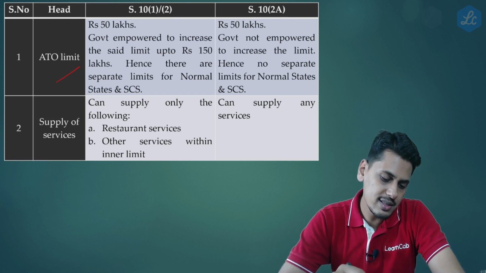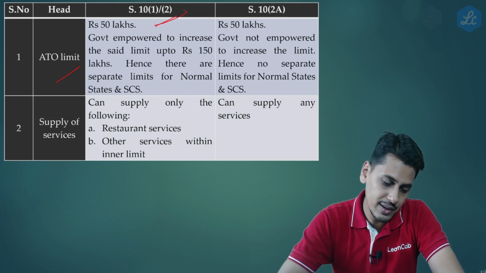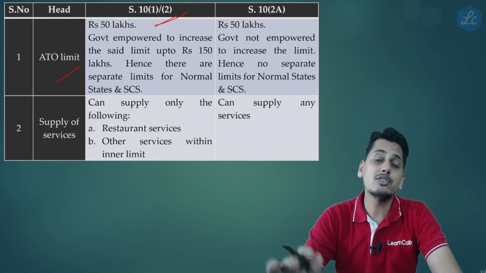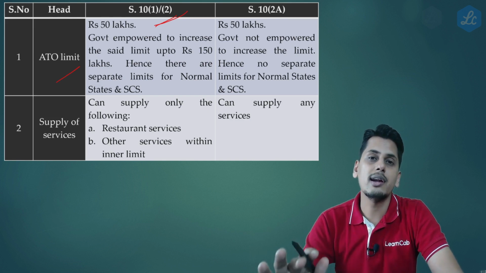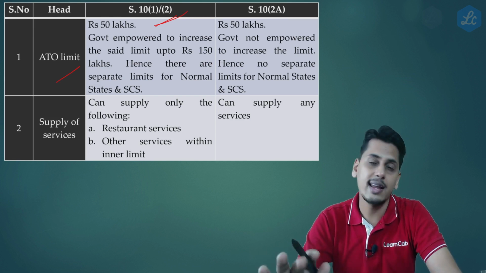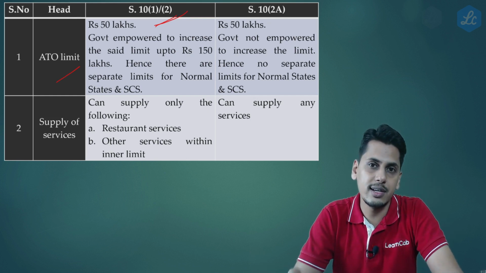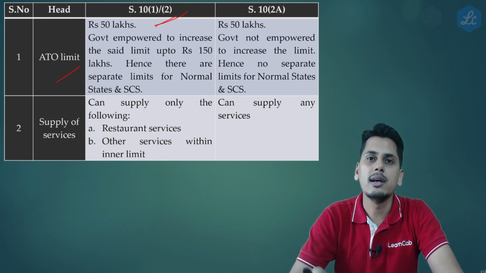The broader differences are the aggregate turnover limit. 10 subsection 1, 10 subsection 2, this first composition scheme, 10 subsection 1 tells 50 lakhs. It also empowers the government to enhance this 50 lakhs limit by notification to 150 lakhs. So friends, the government has enhanced it from 50 to 150 lakhs. Also, for a few of the special category states, the aggregate turnover threshold happens to be 75 lakhs.